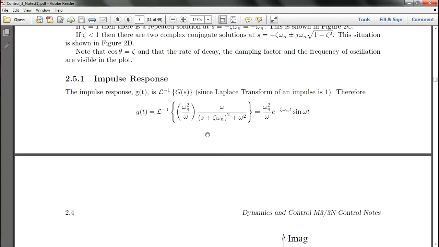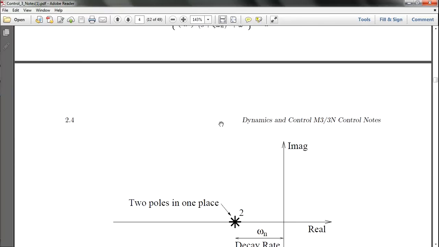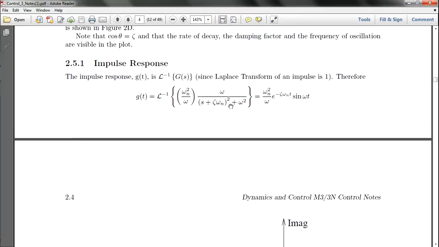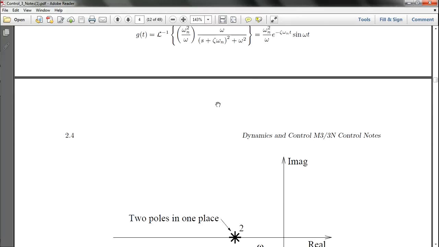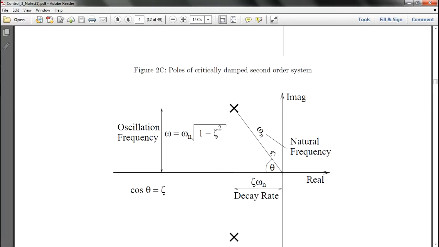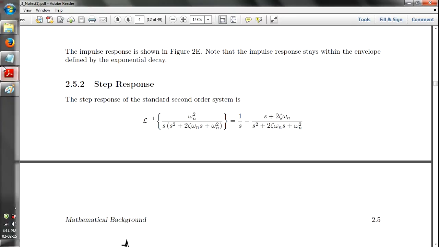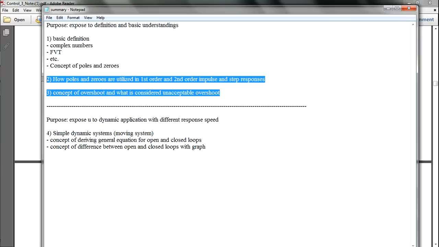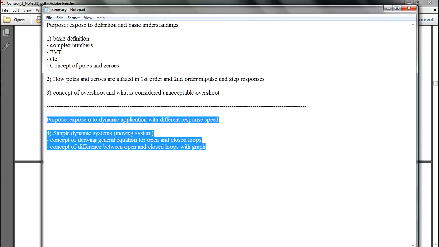And then next video, because we are still in the second order poles and zeros, we'll talk about the second order impulse and step responses. And then perhaps we can talk about the overshoot. So next video we'll clear away all these things.